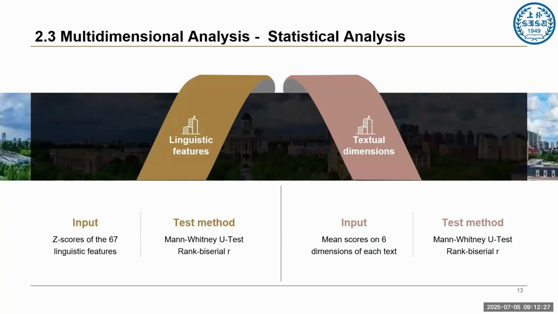So the last step is the statistical analysis. Just a quick reminder that the first two research questions here are: what are the significant differences in linguistic features between the two kinds of reports, and what are the significant differences on textual dimensions between the two groups of reports? So we apply the Mann-Whitney U test to test if there are any significant differences on these two levels. For the linguistic features, we apply this test on the z-scores of the 67 linguistic features, and we choose rank-biserial r to report the effect size. And in a similar way, we apply the Mann-Whitney U test on the mean scores on 6 dimensions of each text, and rank-biserial r to report effect size.